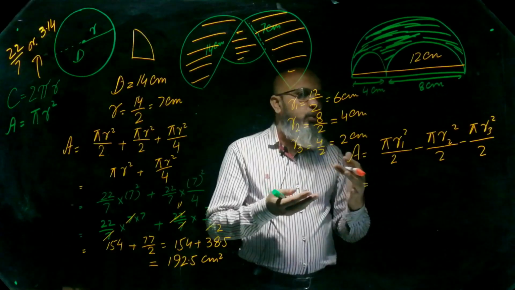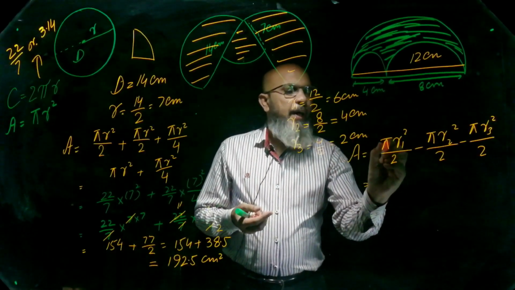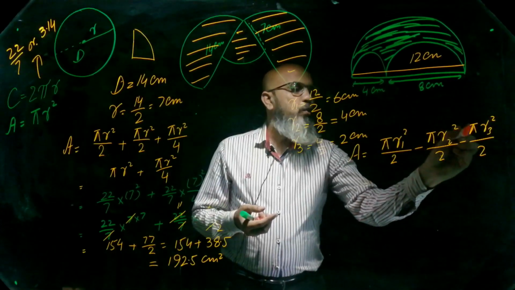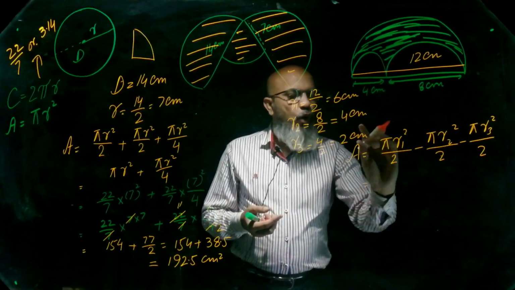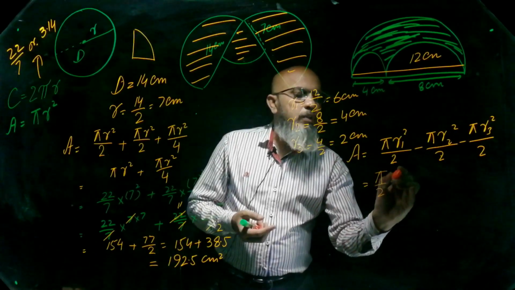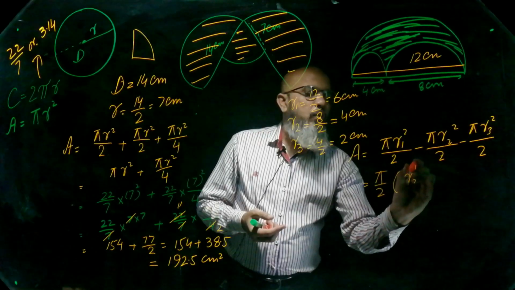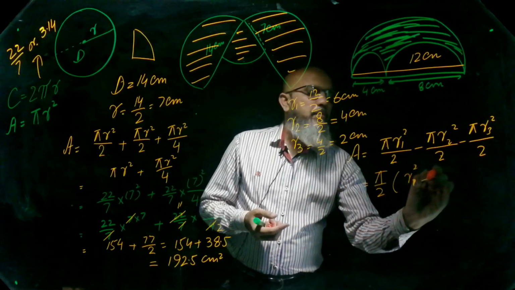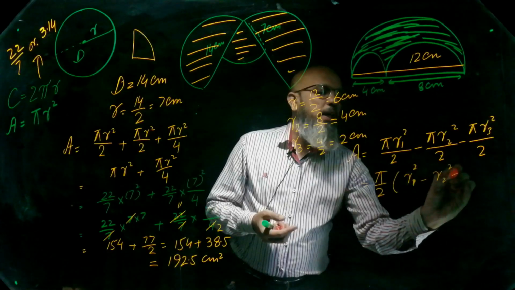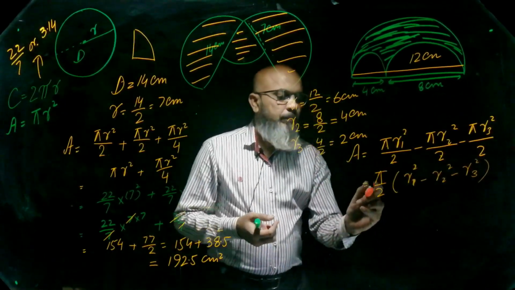The other way is also very simple. It's up to you. In the other way, if you look here, pi over 2, pi over 2, pi over 2. So we will take common pi over 2. So what do we get here? We will get r1 square minus r2 square minus r3 square, right?